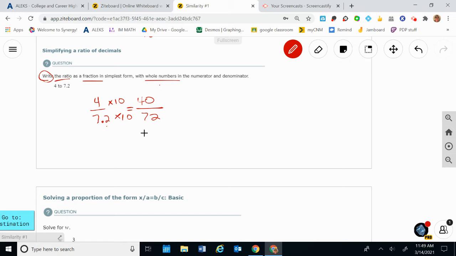Actually, that's not. For some reason, they did not. Okay, whatever. Let's just reduce this. What goes into both 40 and 72? Okay, let's do 2. 20 over 36. Okay, equals 10 over 18, right? Equals 5 over 9.